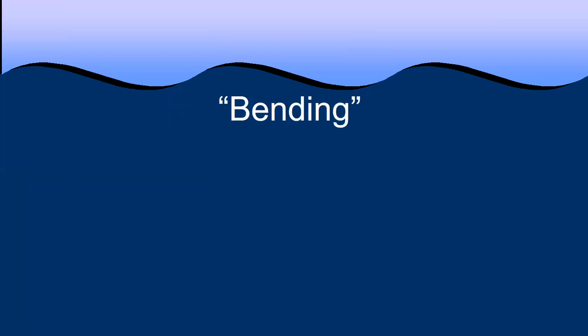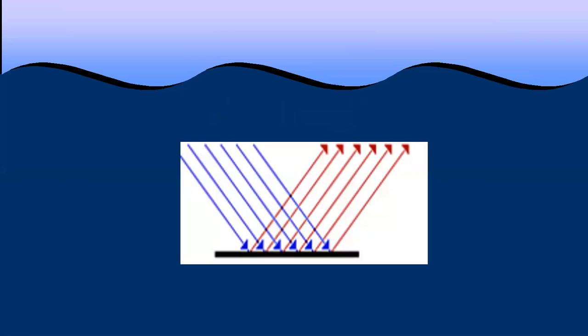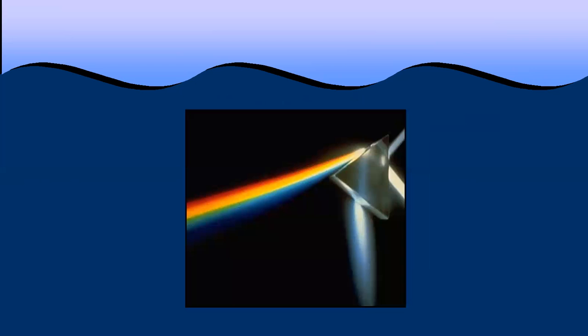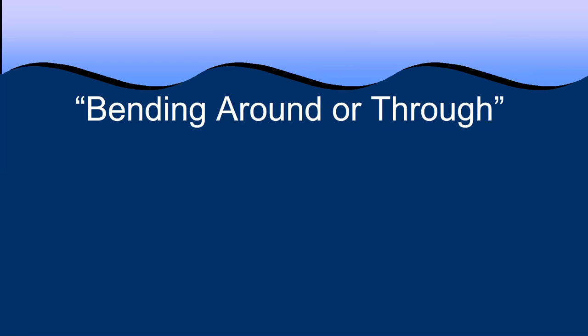All right, so bending. Which one of the 5 behaviors of light? This one's refracting. Okay, refracting. So refracting causes it to bend. You could even say diffusion, because diffusion causes it to bend as well. What is this a picture of? This is a picture of reflection. What is this a picture of? This is a picture of refraction. Bending around or through. Like we said, this is diffusion. So it has to go through or around a barrier.